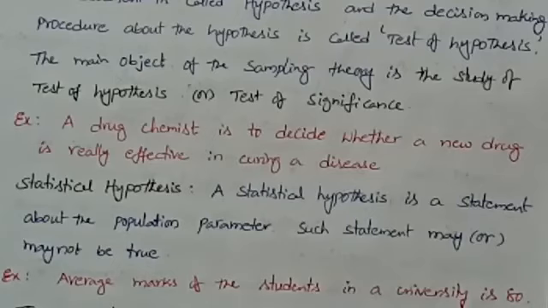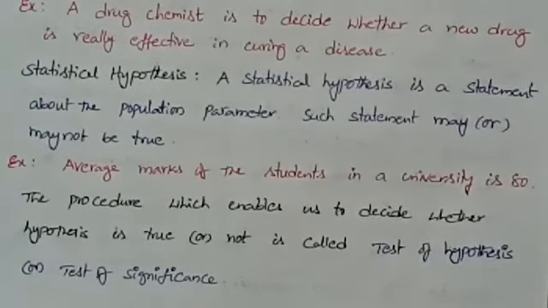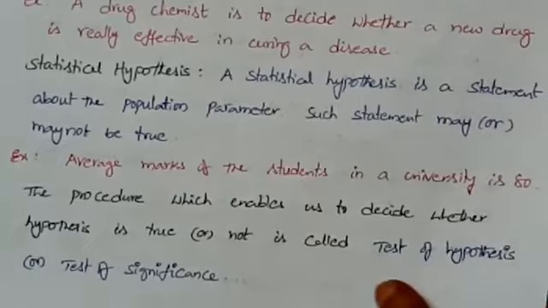Statistics is related to getting data. That statement may be true or false. Next, the procedure which enables us to decide whether the hypothesis is true or not is called the test of hypothesis or test of significance. Whatever it may be, the test of hypothesis is finally to conclude whether our statement is right or wrong, that is, acceptable or rejectable. It's clear?